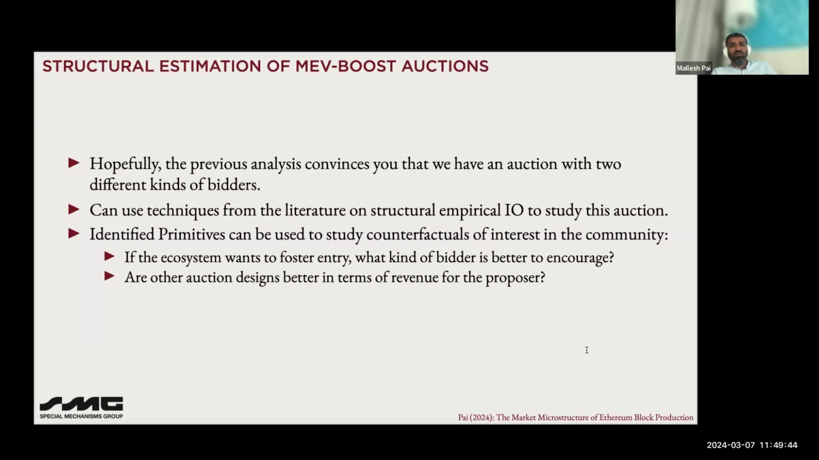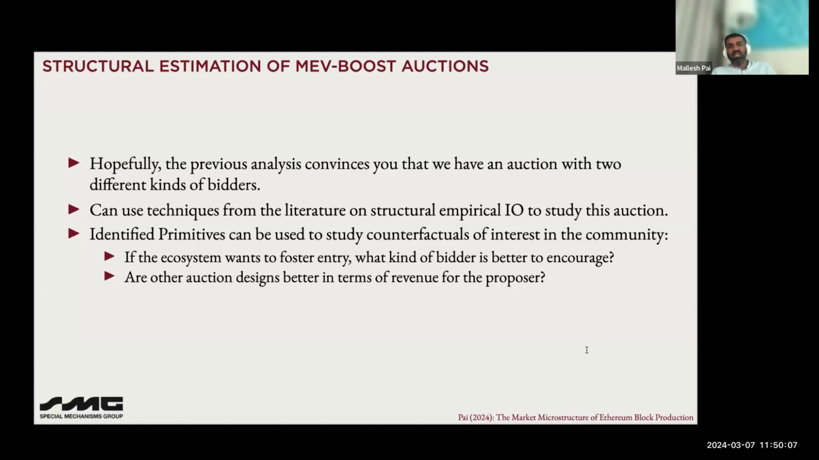What we can do is use techniques from the literature on structural empirical I/O to study this auction. In particular, there's a rich literature on auction empirics that tells us how to estimate primitives, for example, the distribution of buyer values from observed bids. And we can use these identified primitives to study counterfactuals of interest in the community.